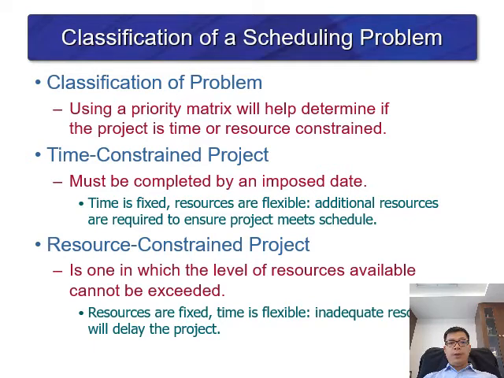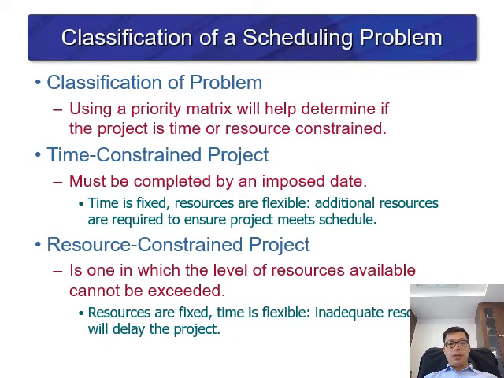So we continue to the classification of schedule problem. The classification of schedule problem can be done by using a priority matrix to help determine if the project is time or resource constrained. We use the priority matrix to see which one comes first. A time constraint project must be completed by the imposed time, so time is fixed and resource is flexible; additional resources are required to ensure the project meets the schedule.